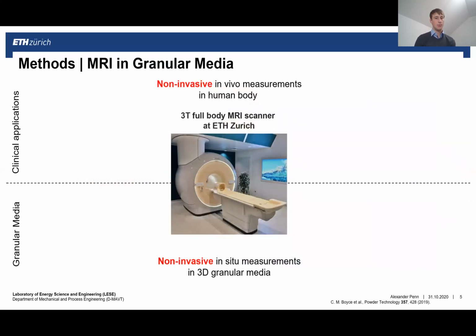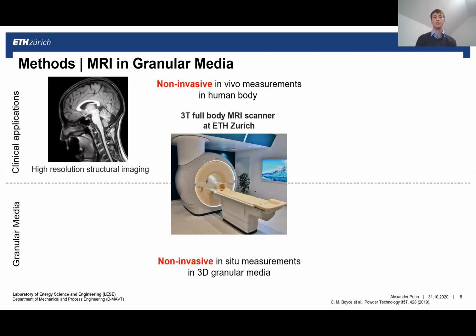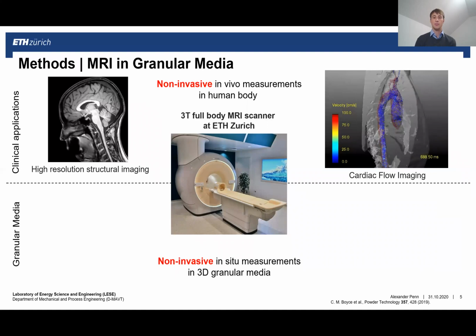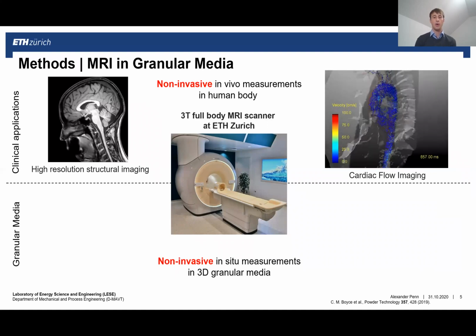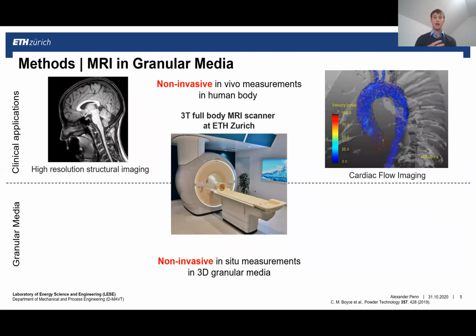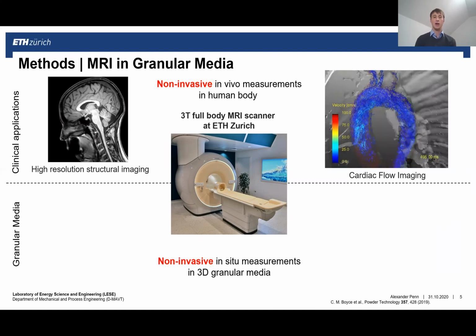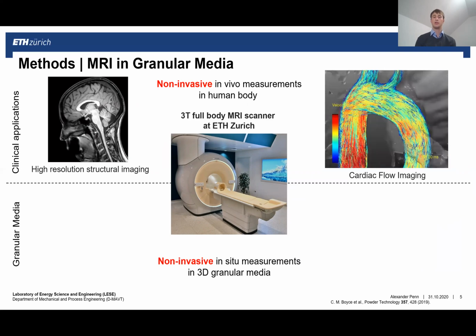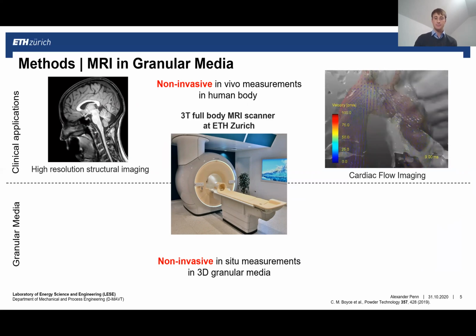Why do we want to use MRI? MRI has been used for several decades now in clinical applications, for example, to create high-resolution structural images of brains, as you can see on the left. It also enables us to encode properties like flow quantities, like the one you can see in the cardiac flow imaging on the right. So it helps us to get information on systems non-invasively, and this is a quantity we really want to apply for granular media.